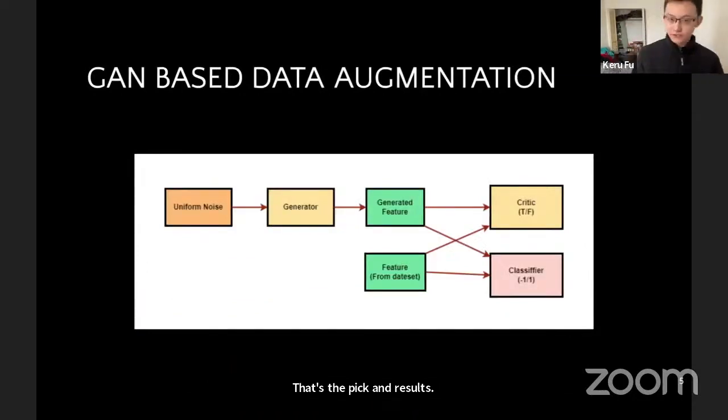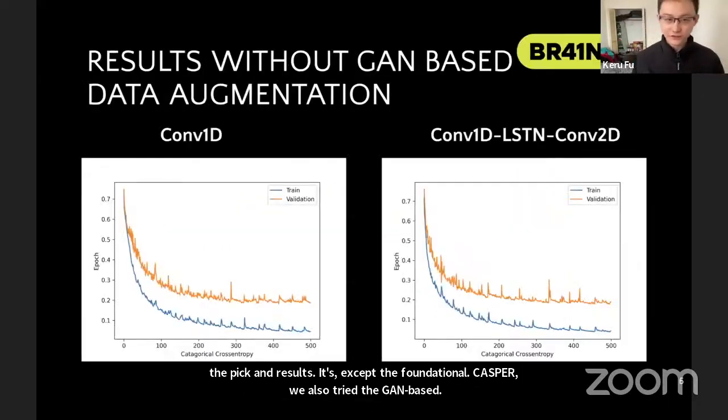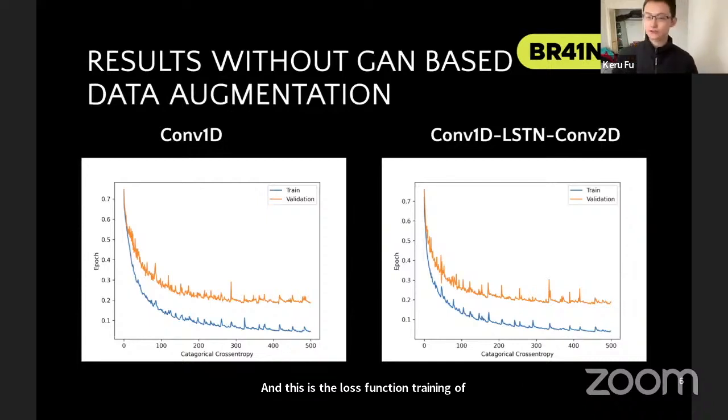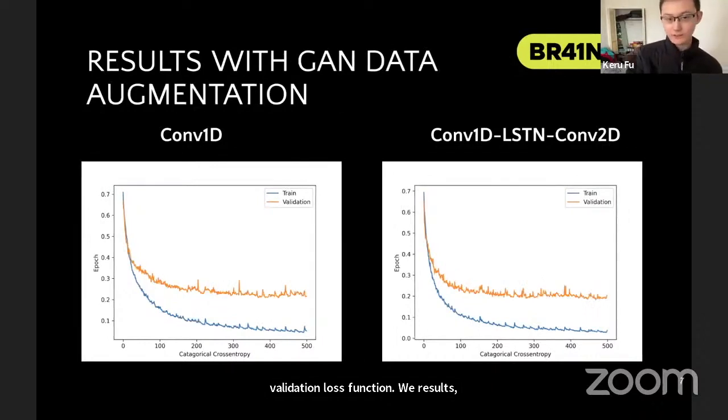Except for the foundational classifier, we also tried GAN-based data augmentation. This is the training and validation loss function without the GAN-based data augmentation, and this one is the 2 architectures with such augmentation. You may notice that the later 2 curves are smoother than the previous 2.